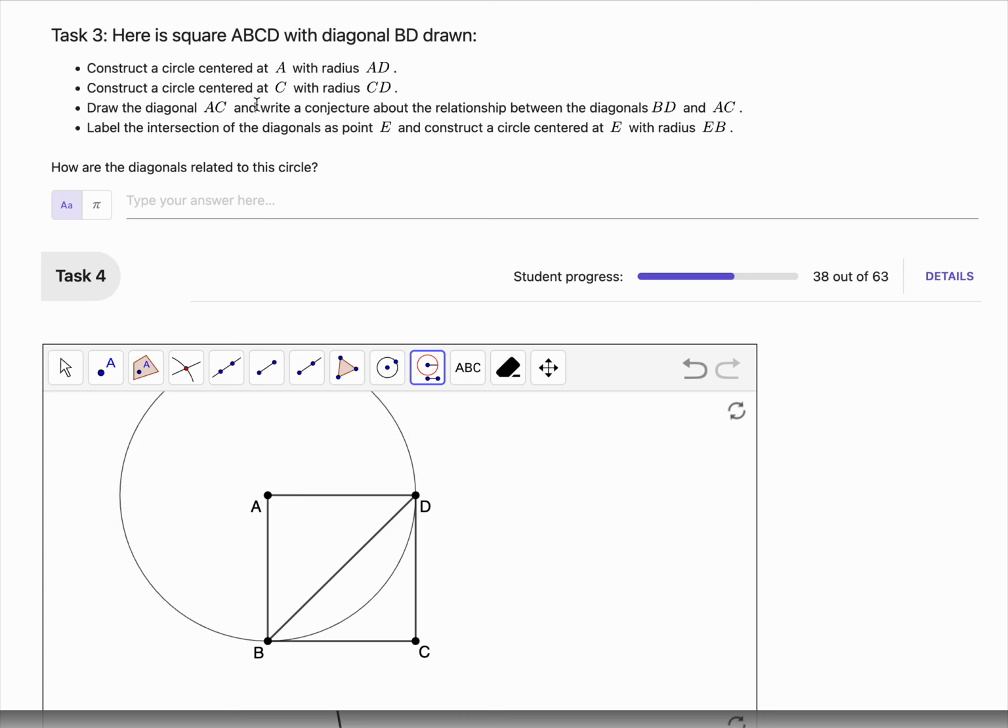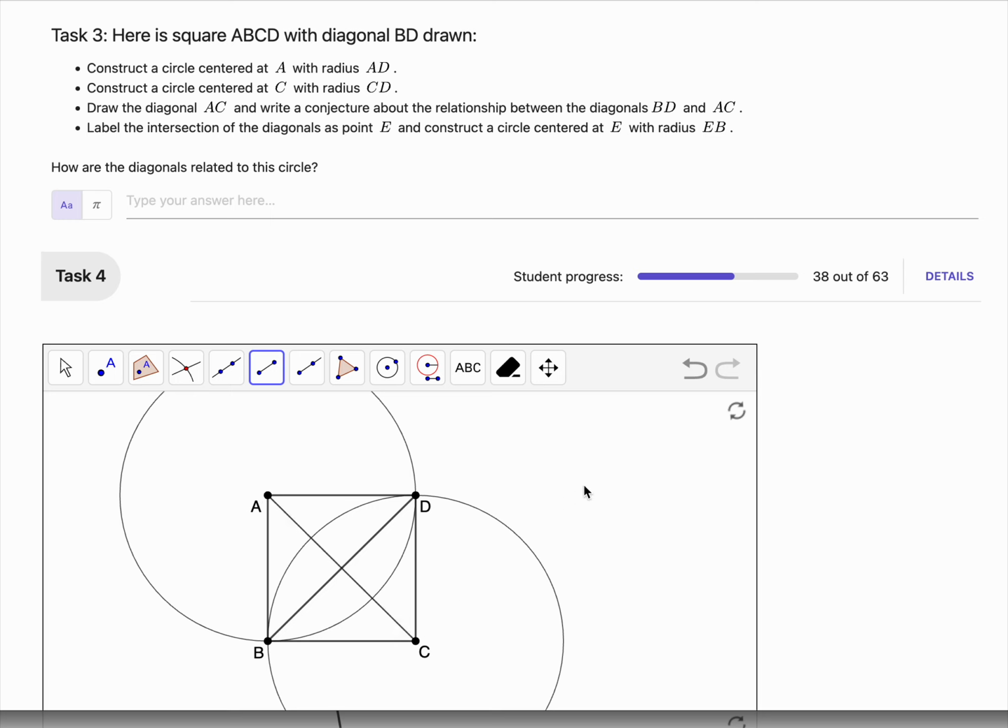Then it says construct a circle centered at C with a radius of CD. Okay, same deal. CD is going to be my radius, and C is going to be my center. And now what do I want to do? Draw the diagonal AC and write a conjecture about the relationship between diagonals BD and AC. Okay, so BD is a diagonal. It goes diagonally across the square. And I'm drawing AC, so that would be a line segment. AC.